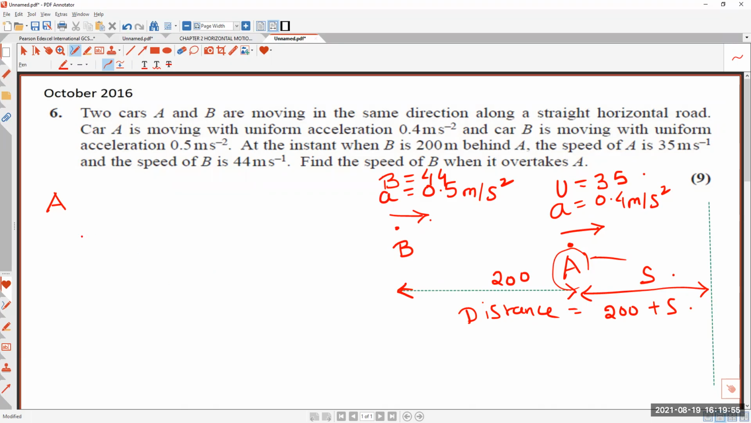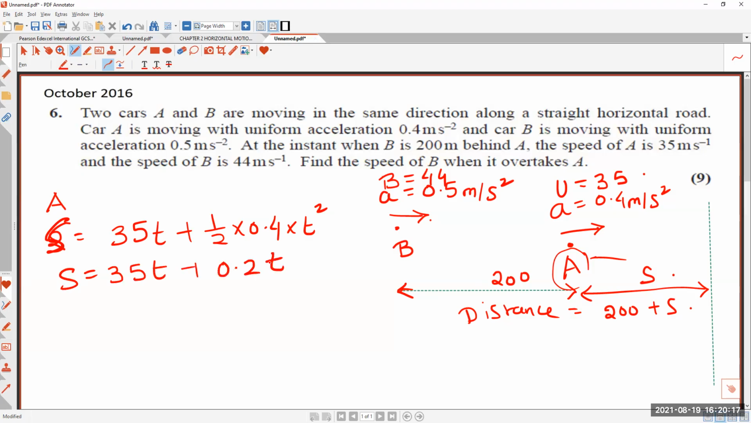So let me make an equation for A. S is equal to UT plus half AT square. Clear? This is my equation number 1. So if I do this, S equals to 35t plus 0.2t square. Clear or not? My equation number 1. Clear or not? T square, sorry, thank you for that.